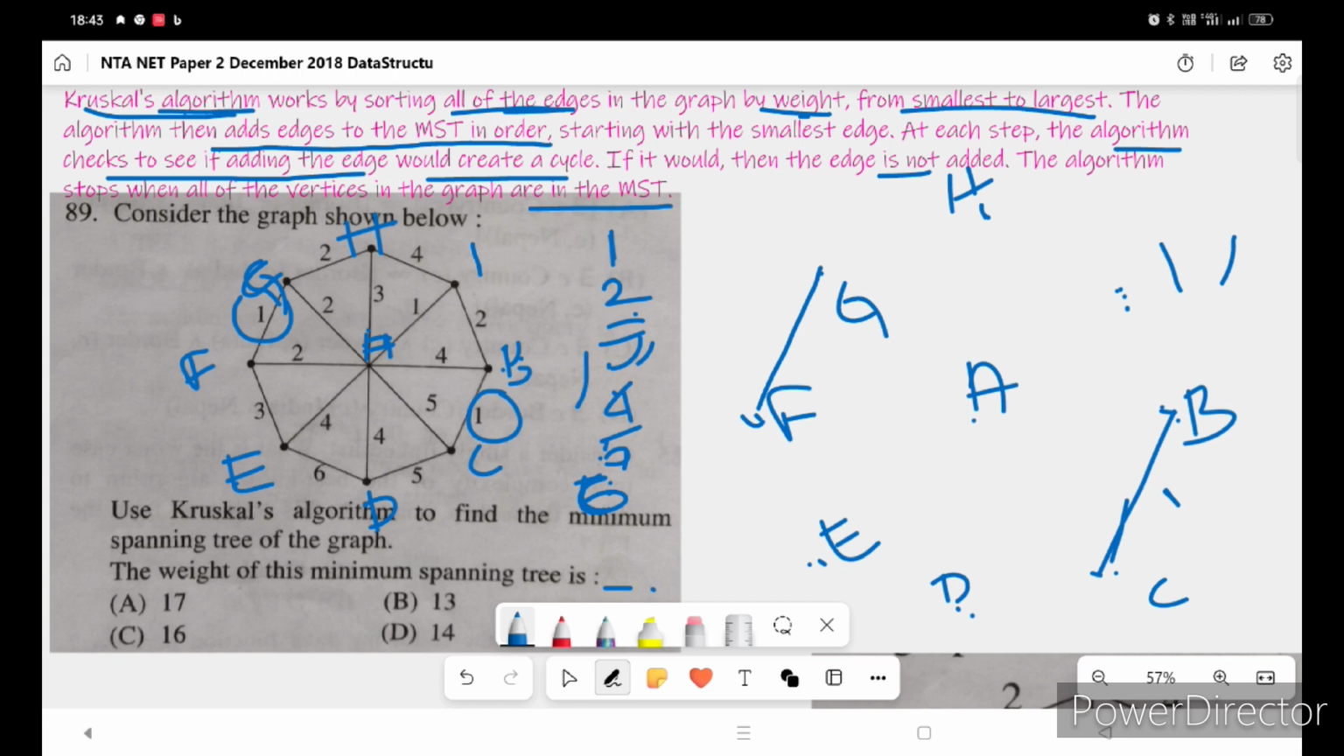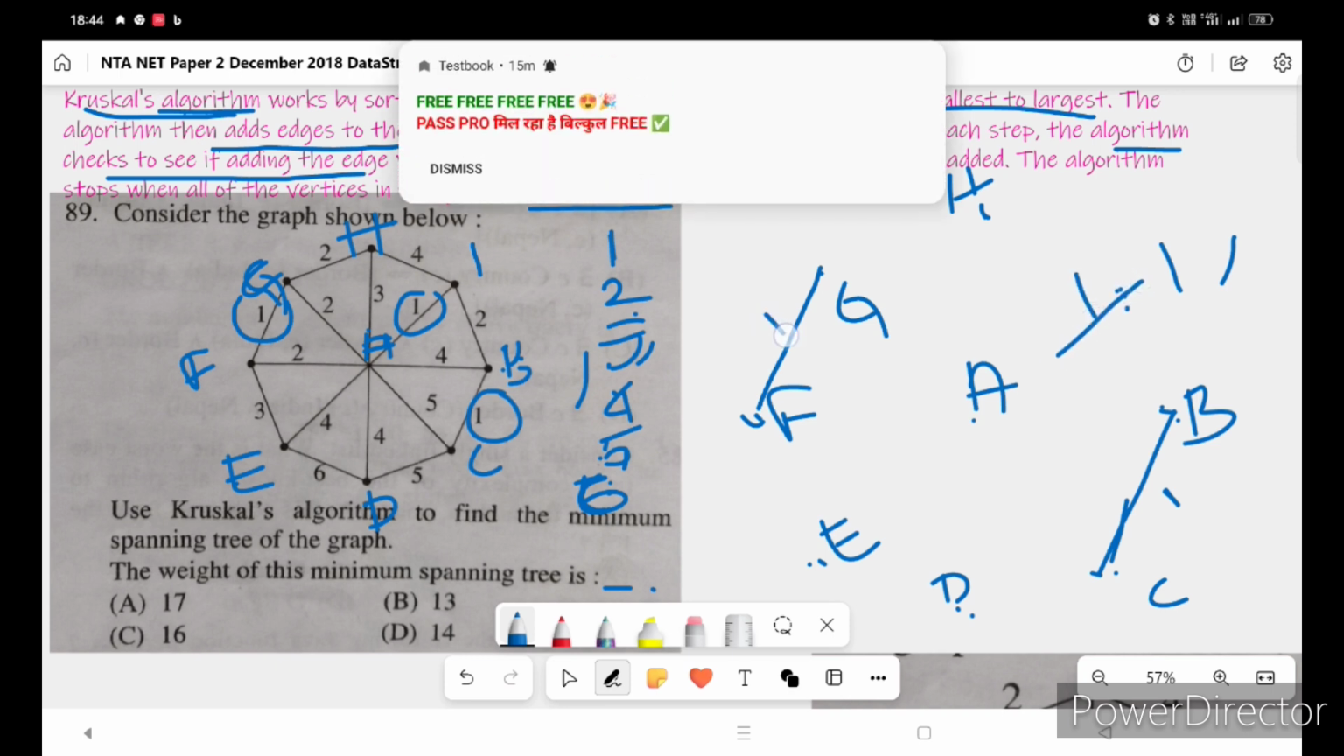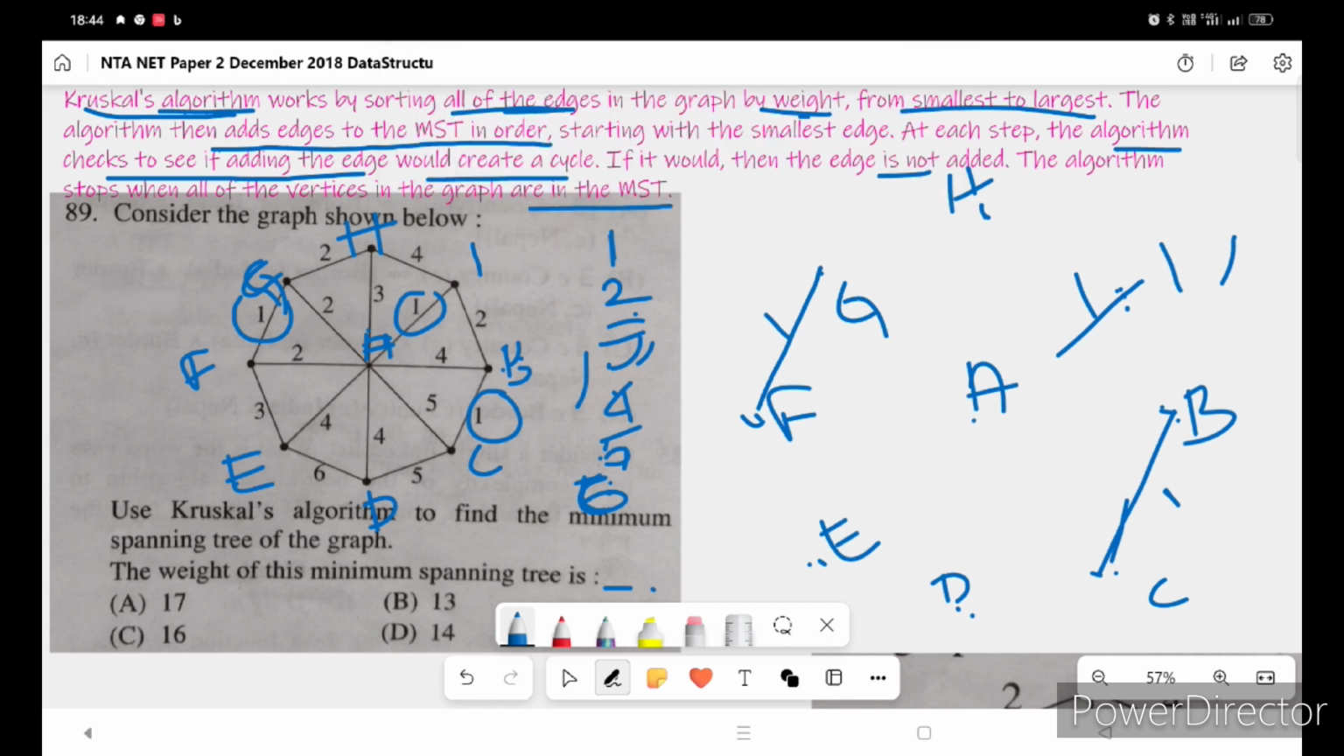Then see here where the 1 is available: A to I. So we have drawn these 3 edges with the weight 1. So we have completed all the ones in the diagram. So you just put a tick. We have completed this. Where does the 2 start?